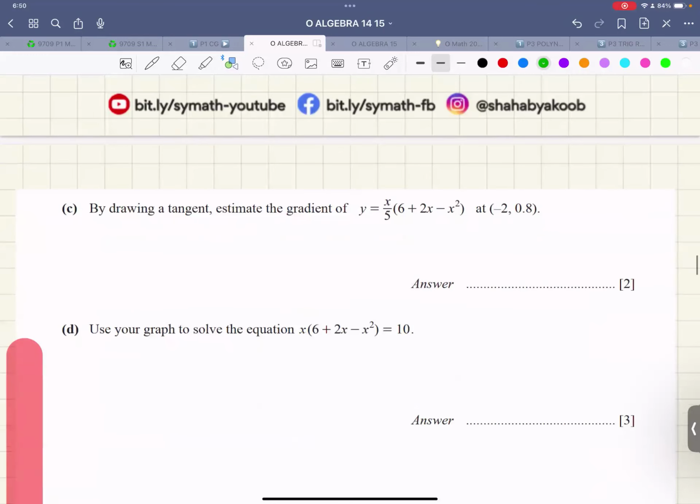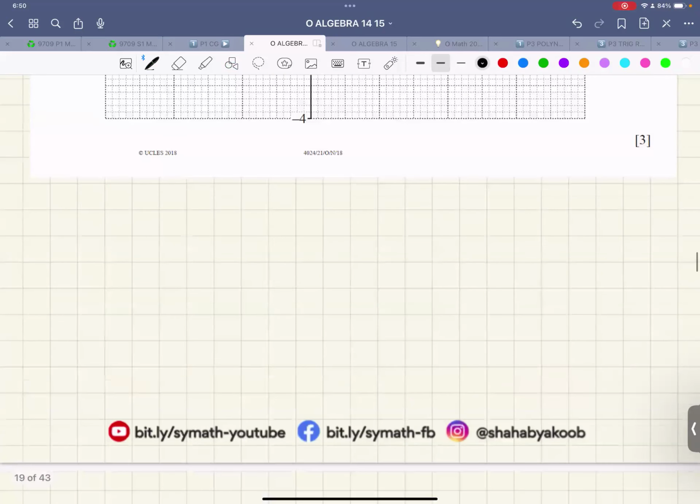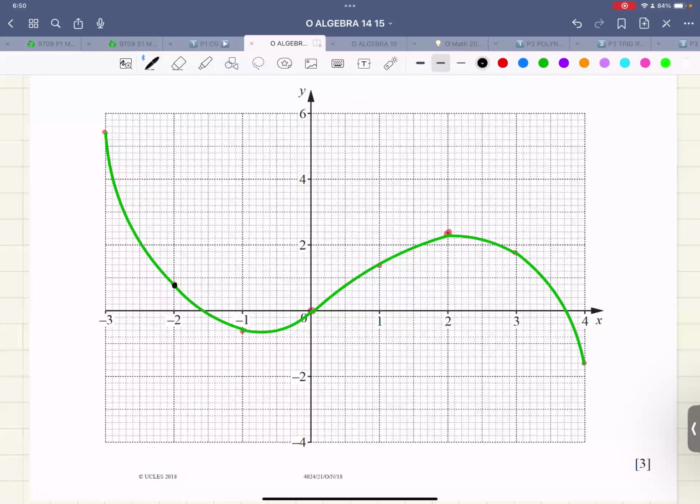By drawing a tangent, estimate the gradient at the point negative 2, 0.8. They have given us the x coordinate and the y coordinate, so negative 2, 0.8 is one point. Let me mark this point over here. We need to draw a tangent, so let me draw a purple tangent over here. Let me make it a little bit better. I think this is good enough.